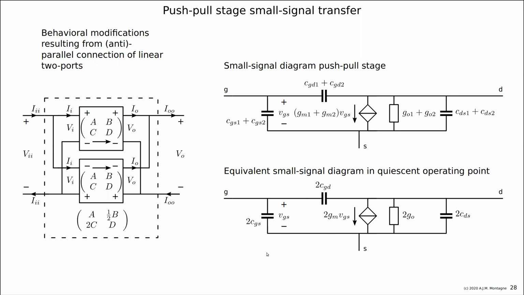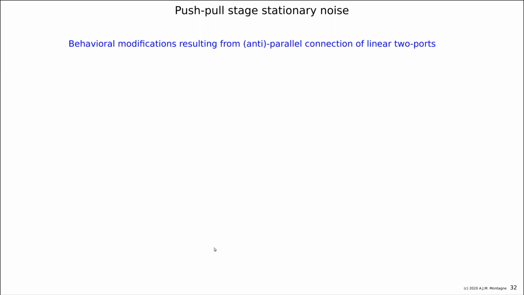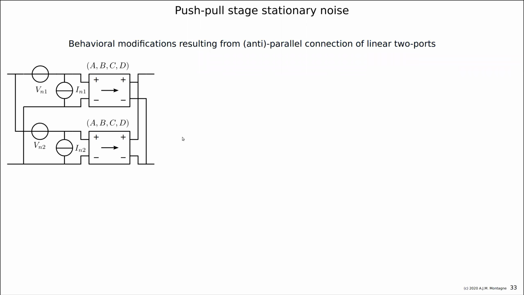Next step is the noise. And, well, probably you are already suspicious that there will be something like we had with the differential pair, that the representation is not so handy. So here we are also going to study behavioral modifications resulting from anti-parallel connection of linear two ports, and here we have them. And now the point is what to do with this Vn. If you shift Vn through the node, it will end in series with Vn1 and with the input, and you will never get them both at the input. So that is not the way to go.